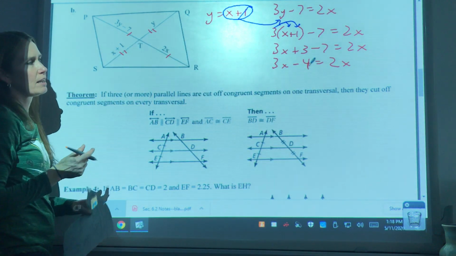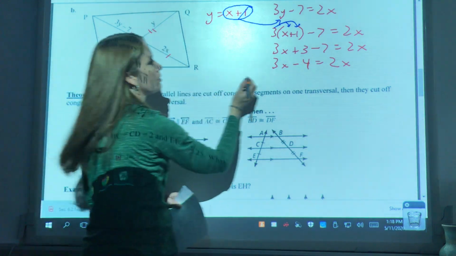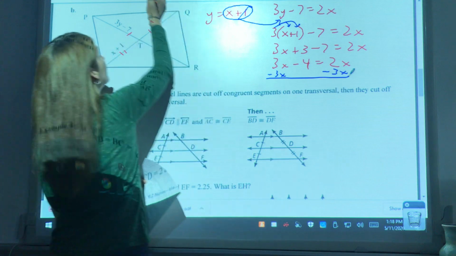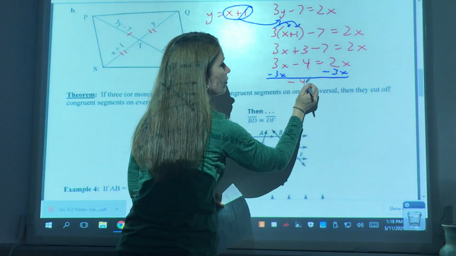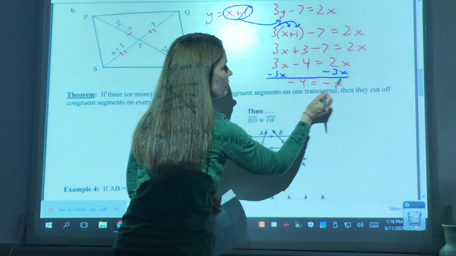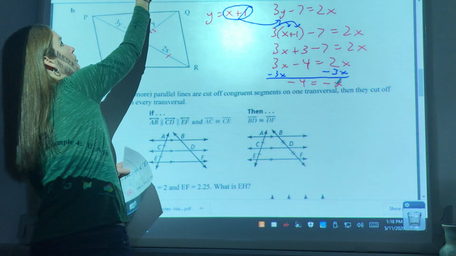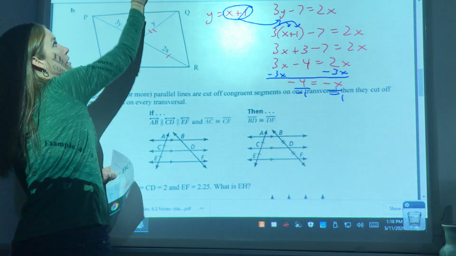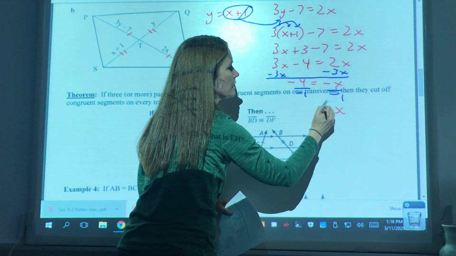And from there, if I want to go ahead and subtract 3x from both sides, then I get negative 4 is equal to negative x. And from there, if I go ahead and just divide by negative 1 on both sides, then I'm left with x is equal to 4.